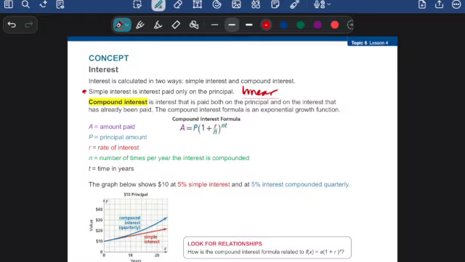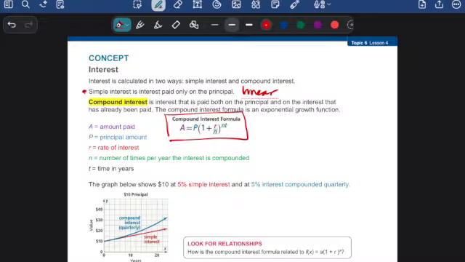So this is the formula for compound interest. You'll want to understand what each part means and how to use it. Okay, it's kind of a complicated formula, but all you need to do is substitute values for these variables in the right place and then do the math.